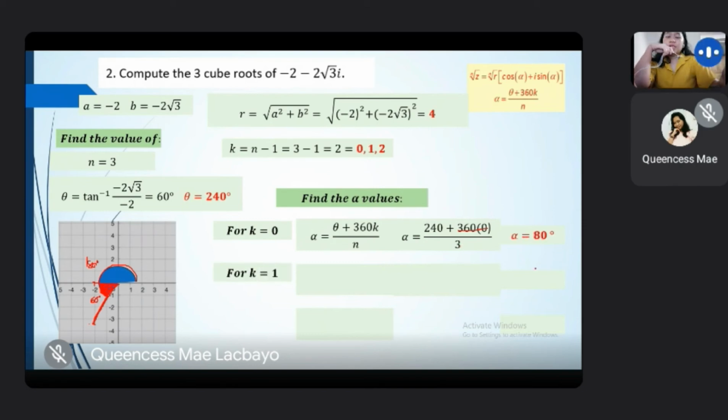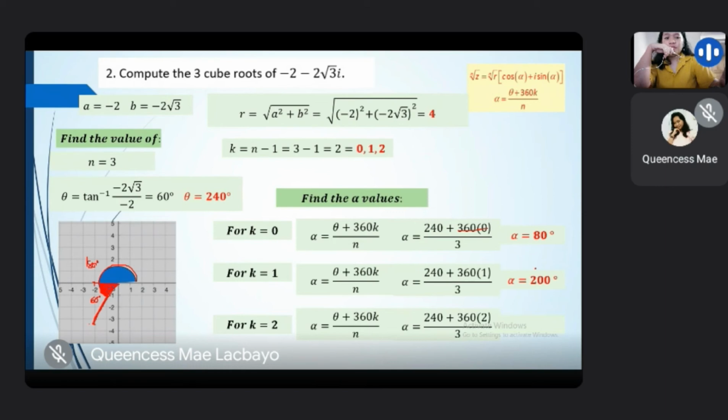Then for k equals 1, same formula, substitute the values. 240 plus 360 times 1 over 3, we have 200 degrees. And for k equals 2, same formula, substitute: 240 plus 360 times 2 over 3, we have 320 degrees. So these are the alpha values for k equals 0, k equals 1, and k equals 2. These angles we will also use in solving for the cube root in each k.